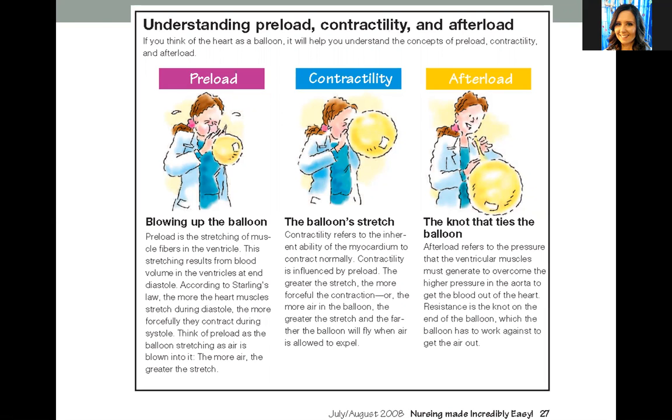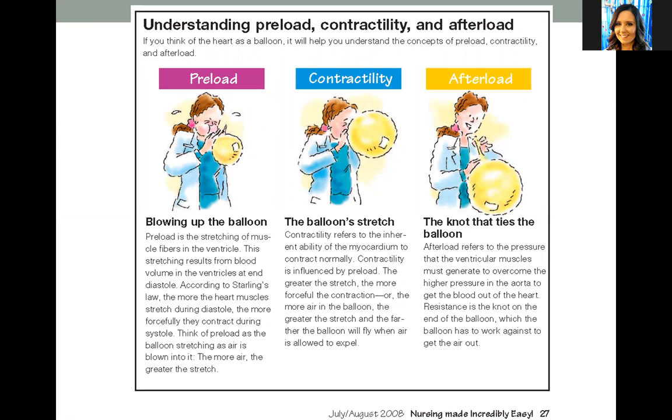So with preload, think about volume in the heart, the volume awaiting to be ejected. Preload will be increased with heart failure or hypervolemia, fluid volume excess. Preload will be decreased with hypovolemia, simple hypovolemia. When we talk about cardiac output, a lot of times cardiac output and preload can be indirectly measured together. So if we have simple hypovolemia, say I'm just mildly dehydrated, my cardiac output may initially increase to compensate.